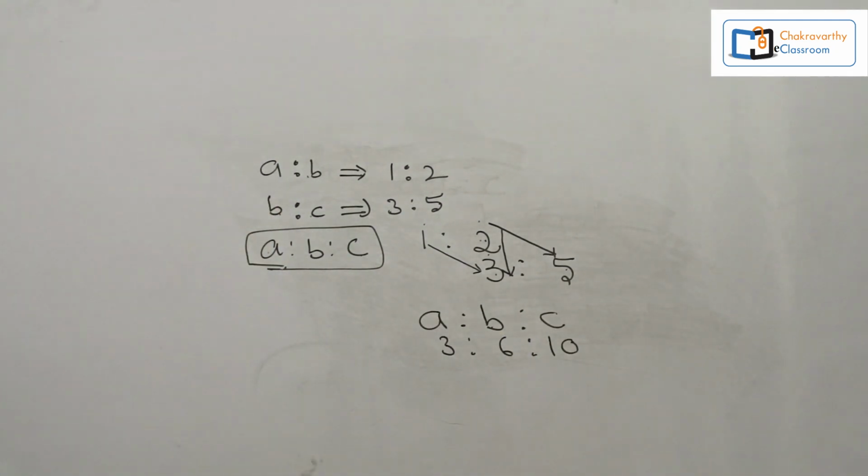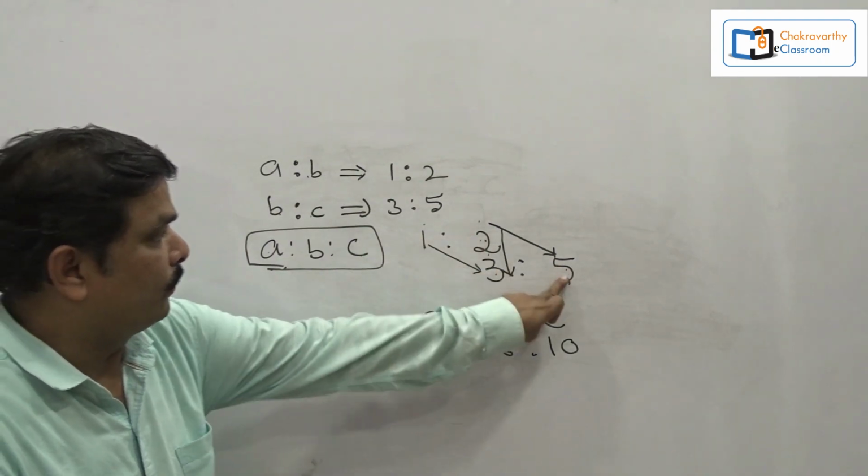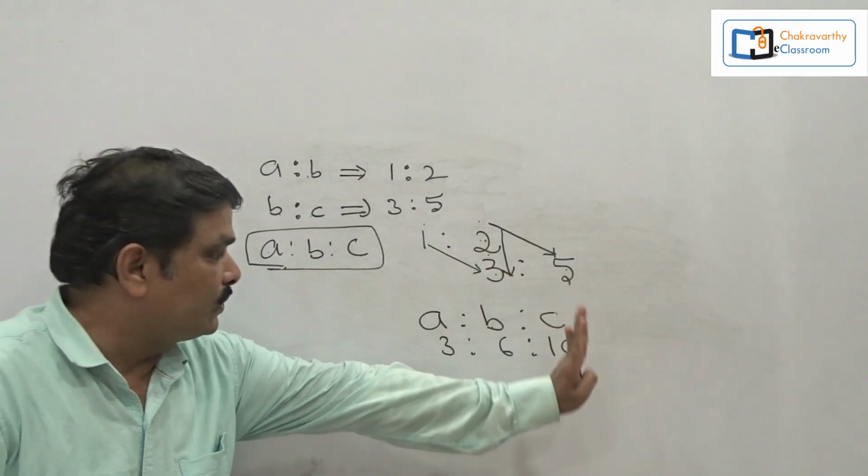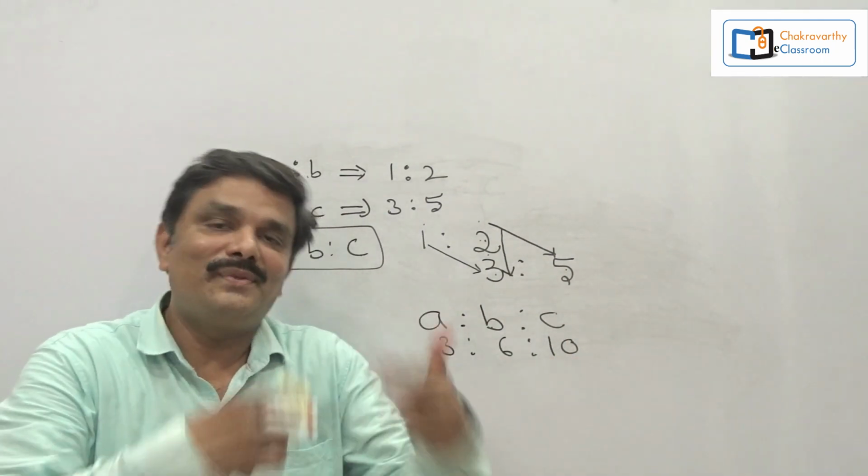As simple as this one. Alright, so this is 1 into 3, 3, then 2 into 3, 6, 2 into 5, 10. A is to B is to C is 3 is to 6 is to 10. Got the idea? What if they give one more term?